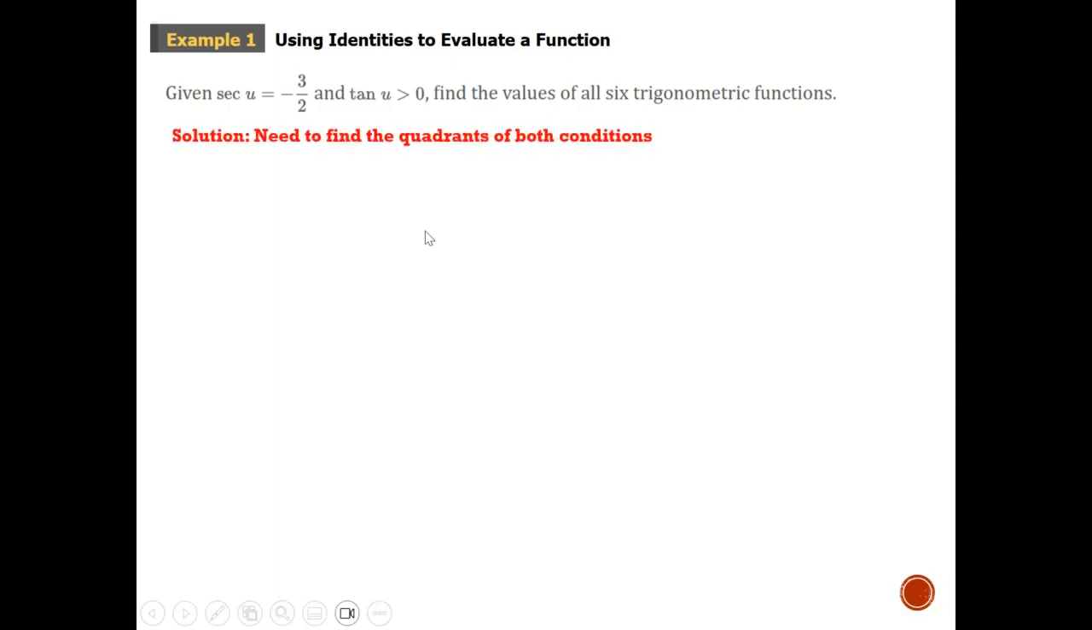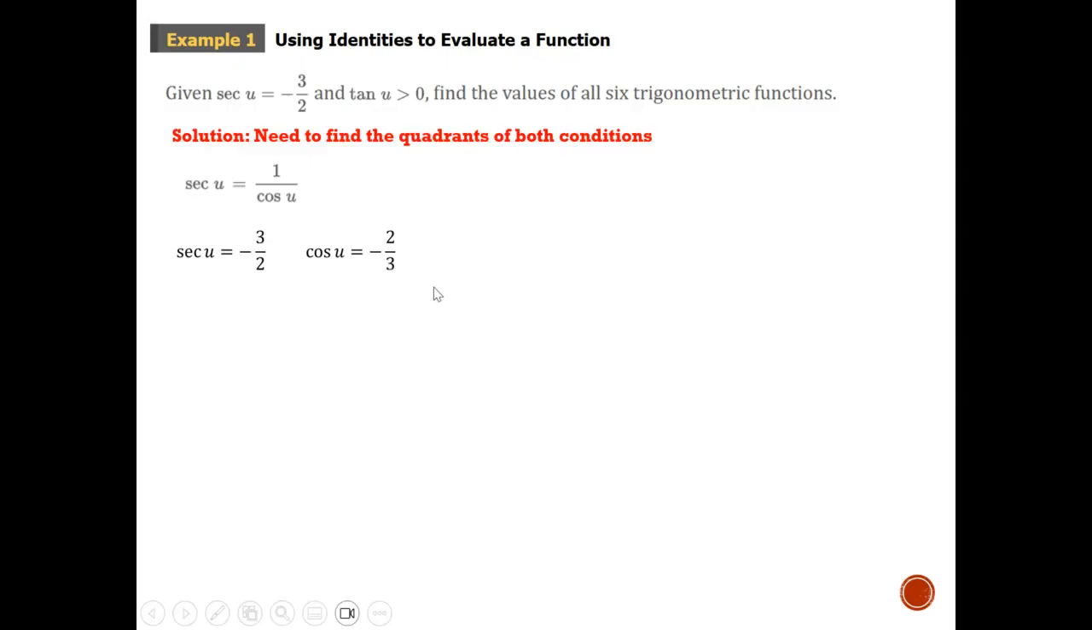First we have to know the quadrant of both conditions. For example, the secant of u is equal to 1 over cosine, so we're looking at the cosine. We have to see where the cosine is going to be negative. The secant of u is negative 3 over 2, so the cosine, being the reciprocal, since these two are inverse of each other, will be negative 2 over 3.